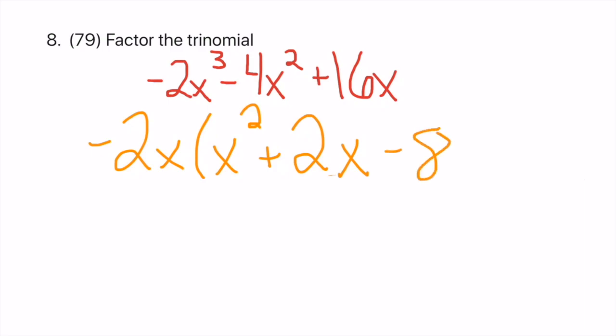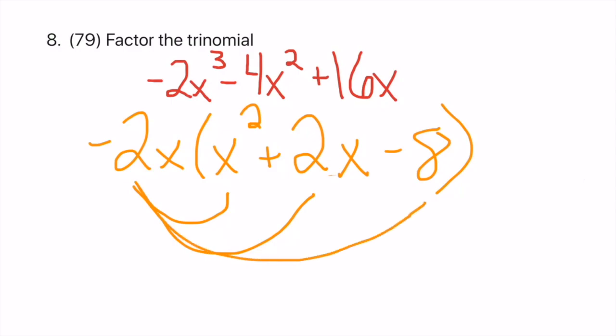minus 8. And if you're unsure about the signs, if you multiply this -2x back into all these numbers, you just want to make sure you get back what you had originally. So for instance, -2 times this would give us a -2x cubed. -2 times a +2x would give us that -4x squared. And then a -2x times a -8 would give us that +16. So it's good just to double check and make sure you got all the right signs left over once you pulled out a negative number.